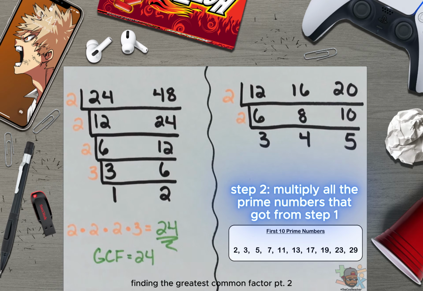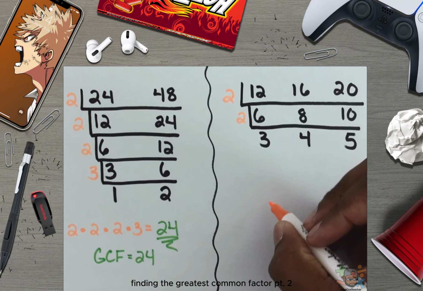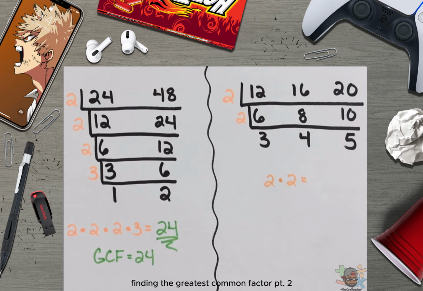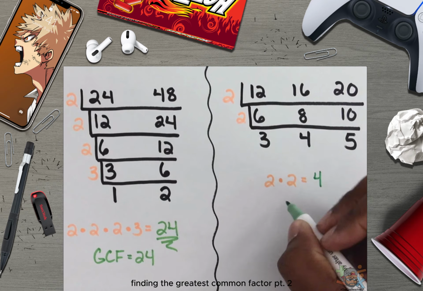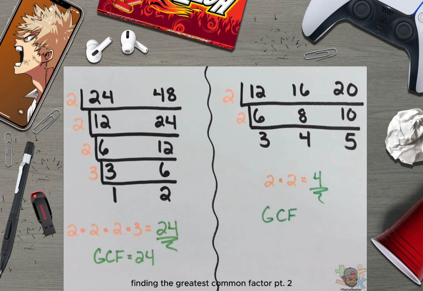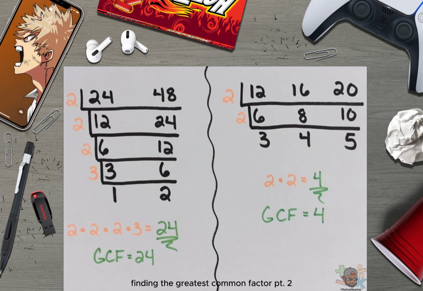So my second step, multiply those two together. So I have 2 times 2. And this one is pretty easy, 4. So my GCF of 12, 16, and 20 is going to be 4. And that's how you find the greatest common factor of 2 or more numbers using the upside down wedding cake method.